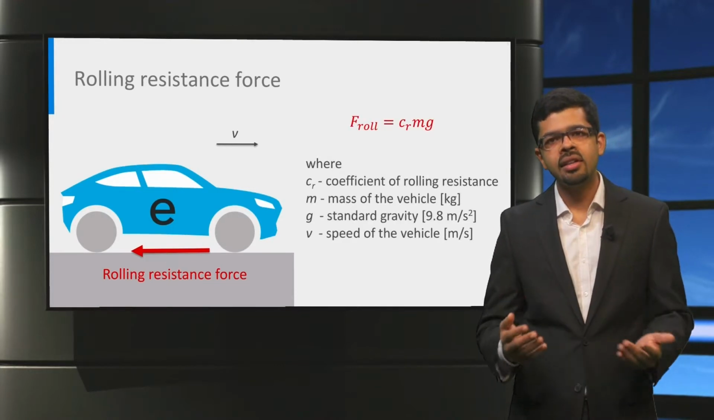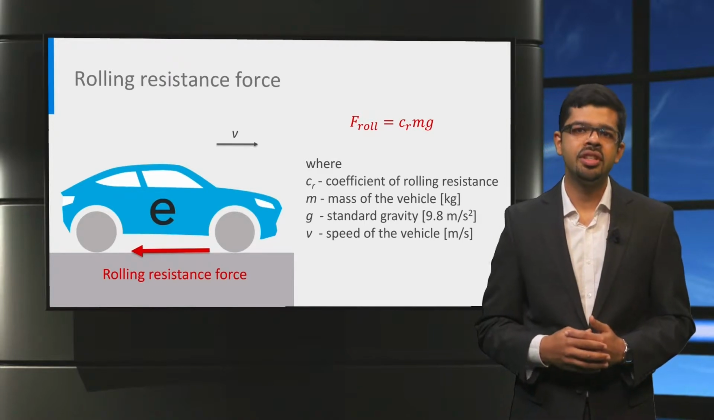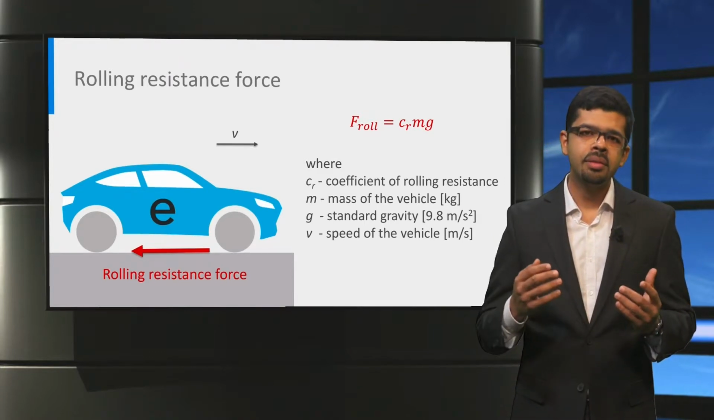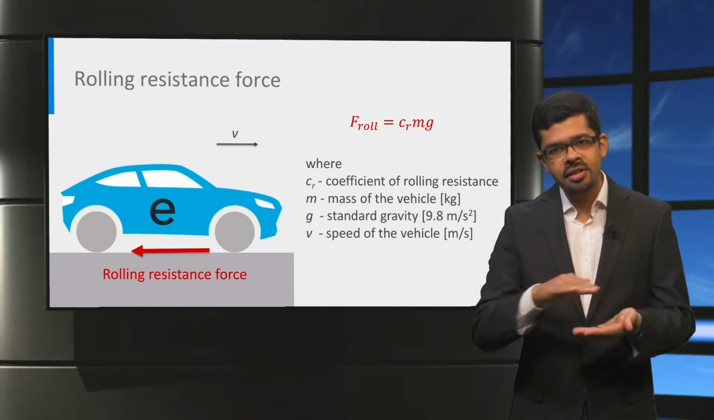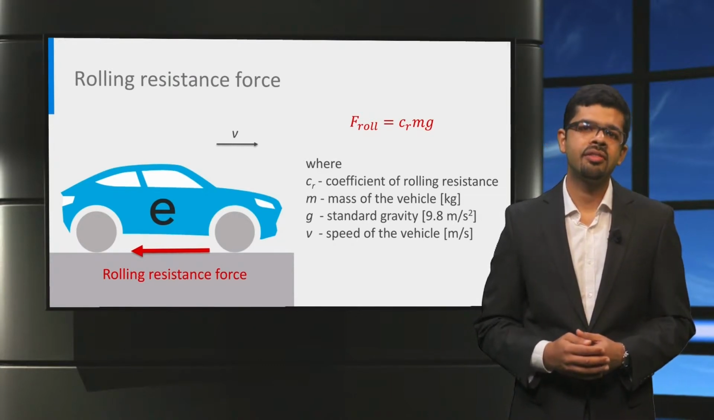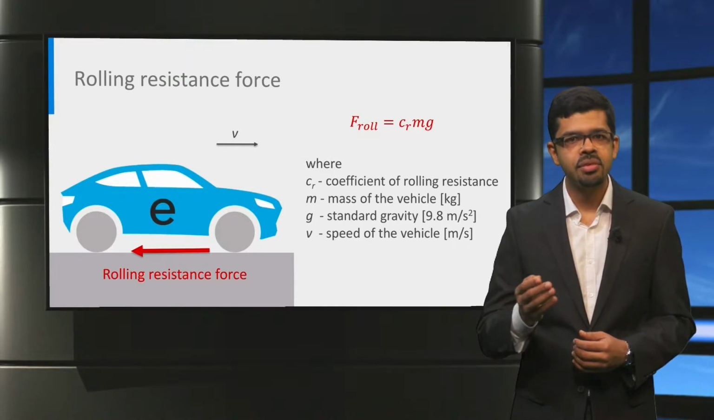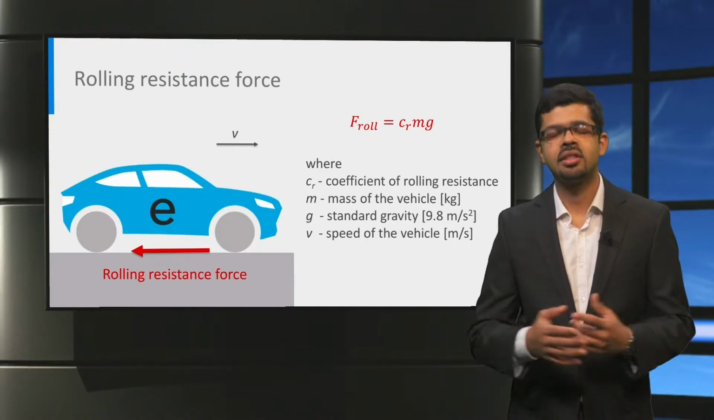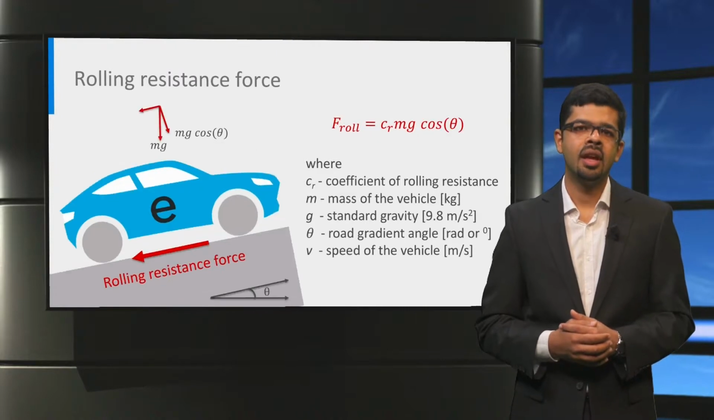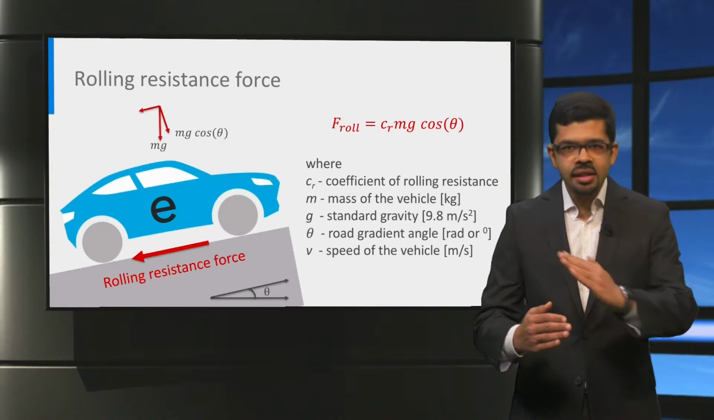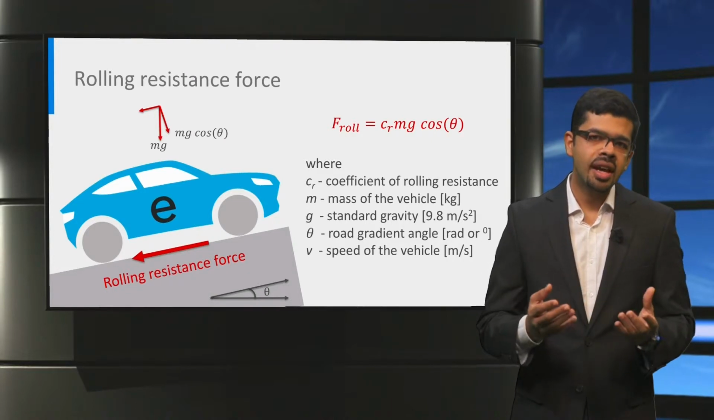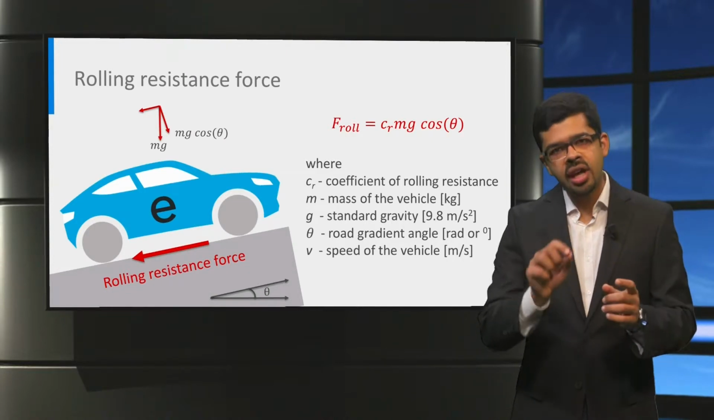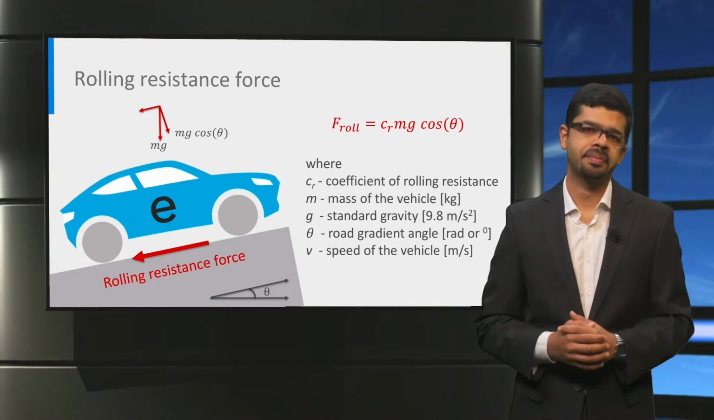and it can be calculated by the rolling resistance coefficient CR multiplied by the normal force between the vehicle and the road. For a flat surface, the normal force is the vehicle mass m times the gravity g, or in other words, the weight of the vehicle. In case of a road with an inclination angle theta, the normal force becomes the weight mg multiplied by the cosine of the road angle theta.